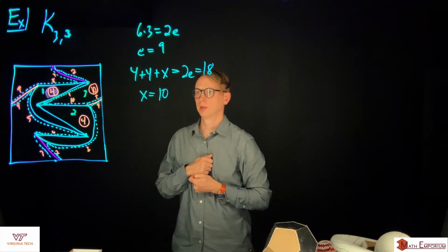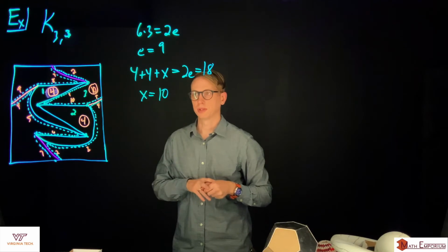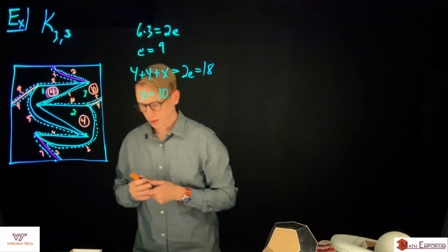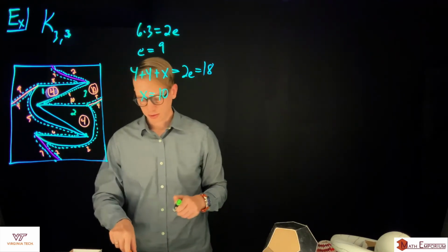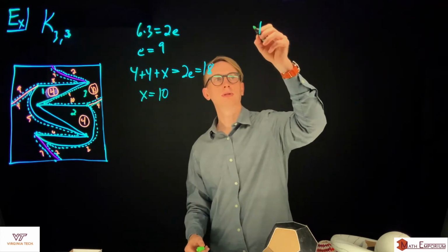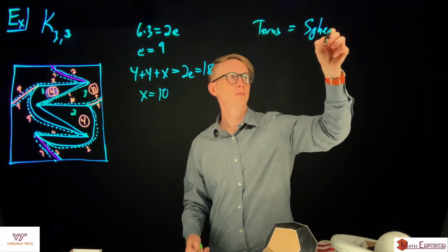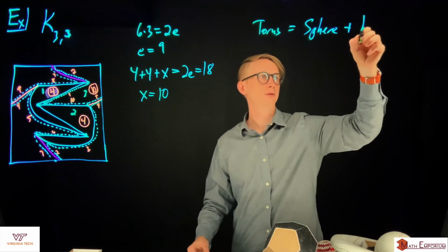Alright, so I haven't done anything new yet. This is just an exercise of stuff we've done last time. Let's take a look at another way of thinking about this. So one thing I've suggested is to think about a torus equals a sphere plus a handle.